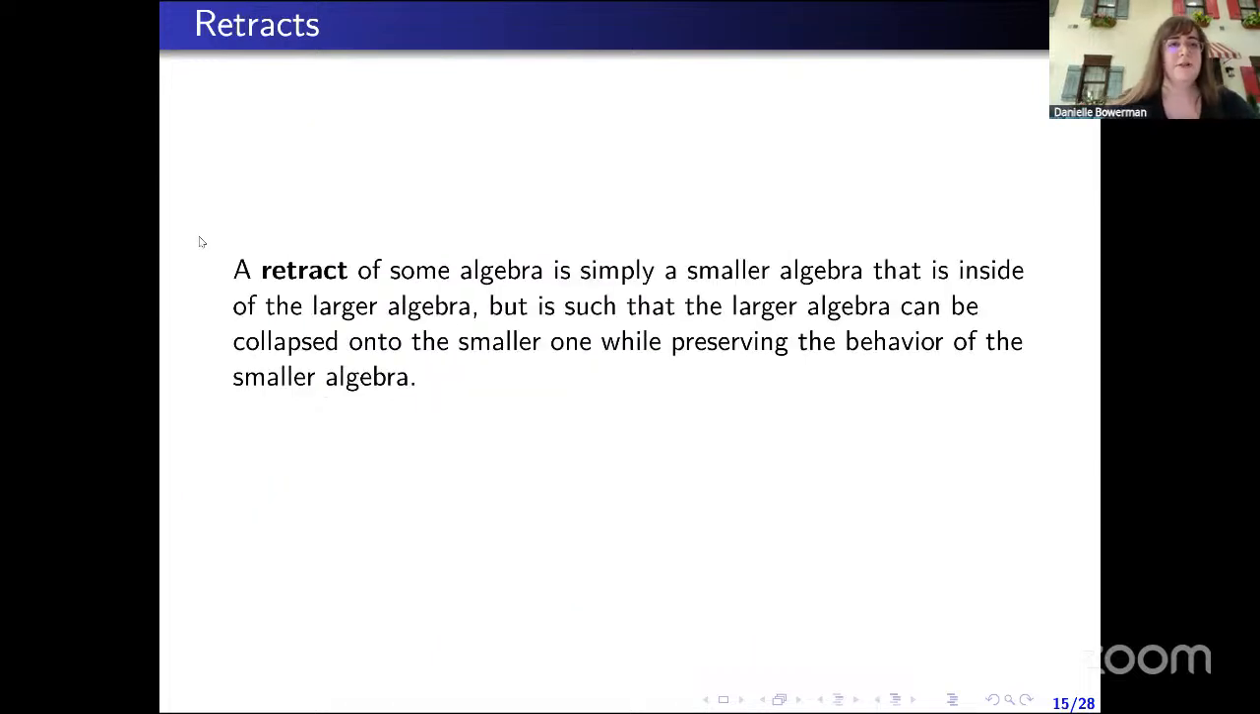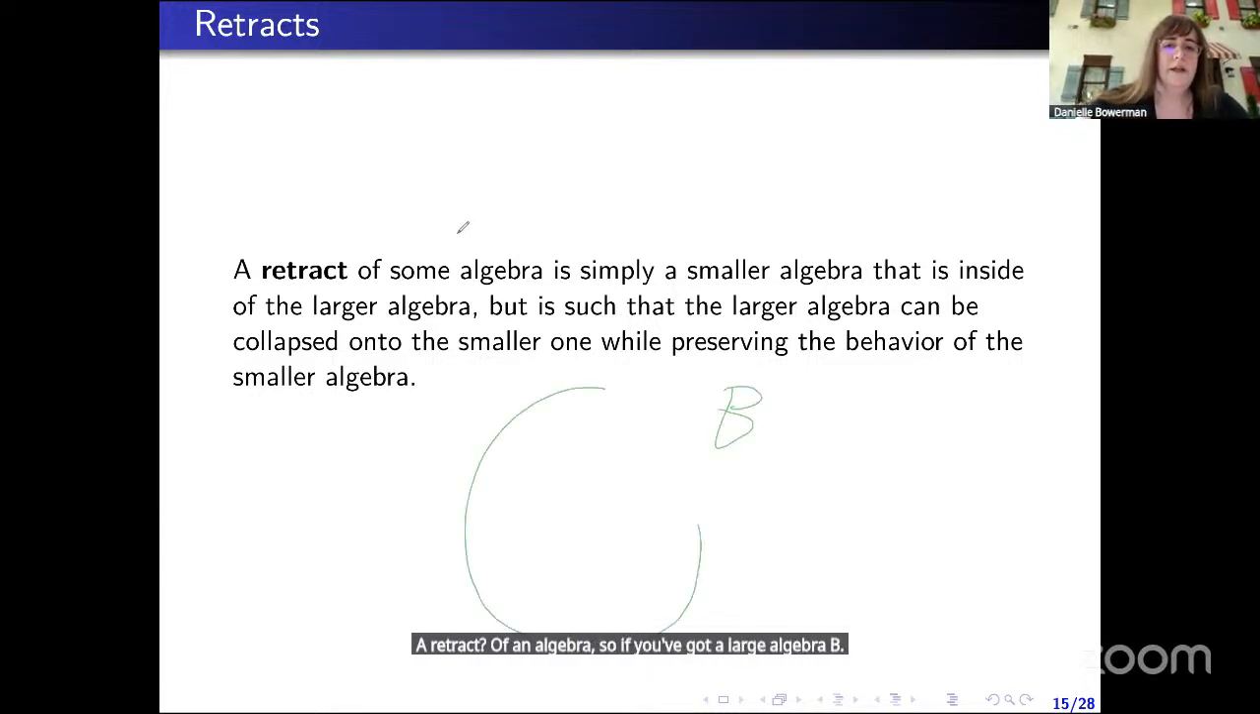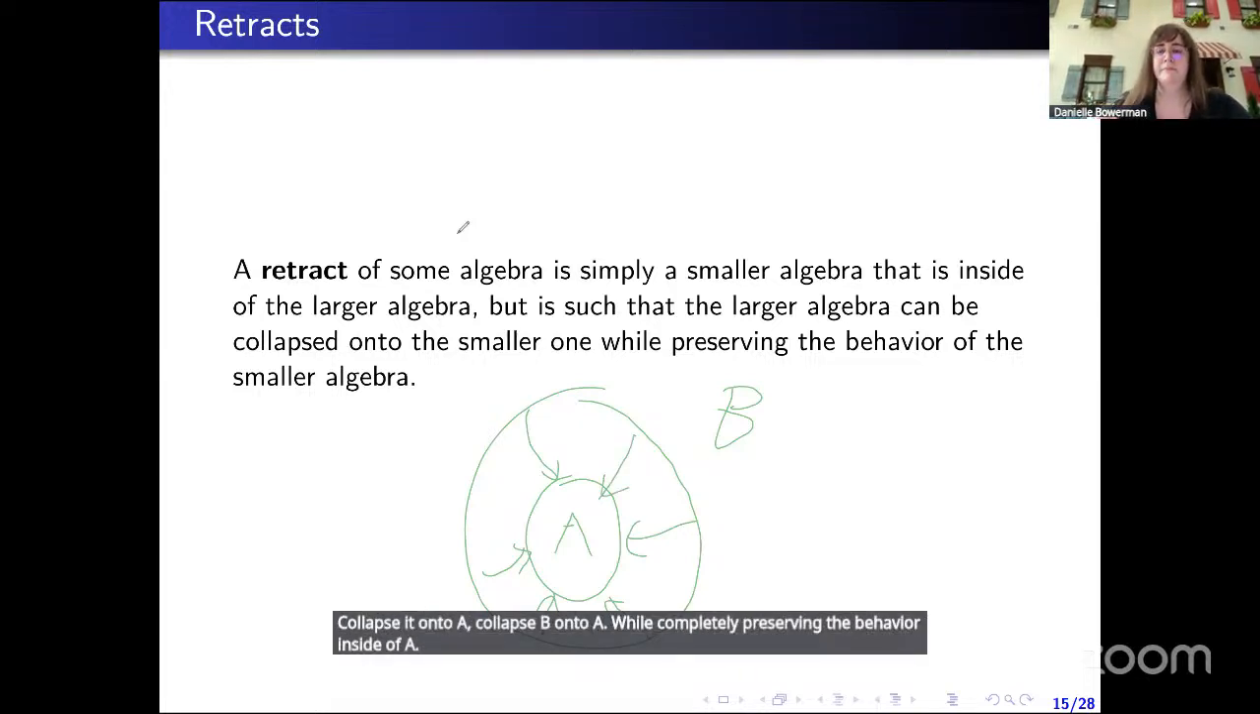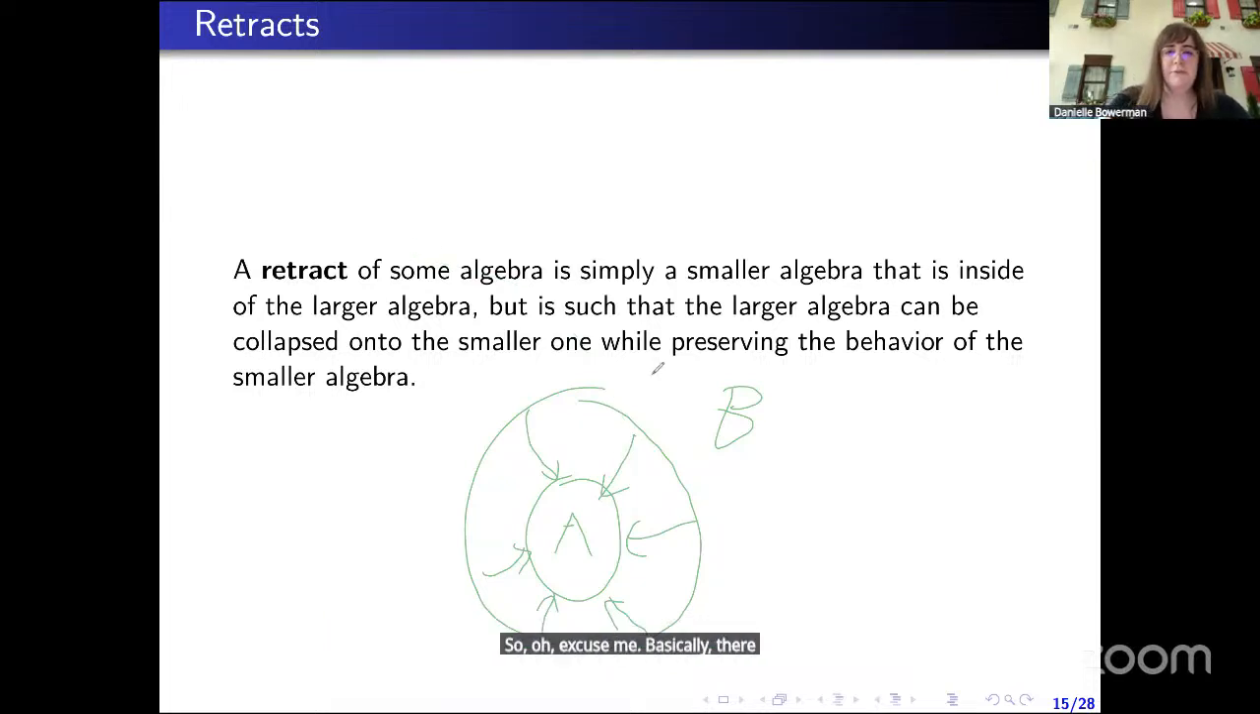A retract of an algebra, so if you've got a large algebra B and a smaller algebra A inside of it, A is a retract of B if you can collapse B onto A while completely preserving the behavior inside of A. Basically, there's a homomorphism that is the identity on A.